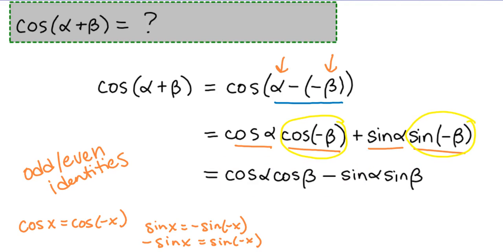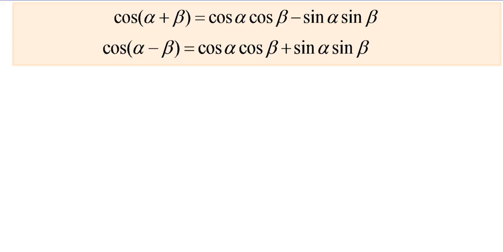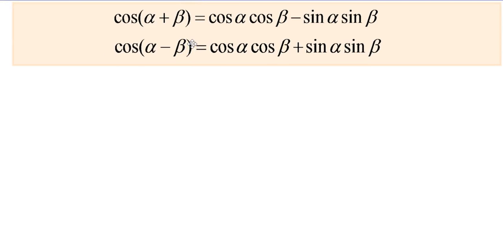And that's going to give us our second identity. So we have our cosine alpha plus beta identity for the sum of angles, and our cosine of alpha minus beta identity for the difference of angles.